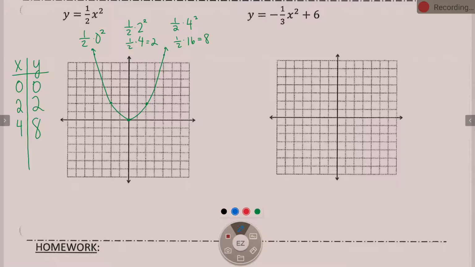One more. Y equals negative 1/3 x squared plus 6. I'm going to make you work a little harder on this one. Still going to use my XY chart. Thoughts on X's? Well, it's going to be multiples of 3, right? Yeah. My denominator is 3, so I'm going to encourage multiples of 3. 0, 3, 6. Yep, you got it. And if we wanted to put in negatives, we could use negative 3, negative 6.